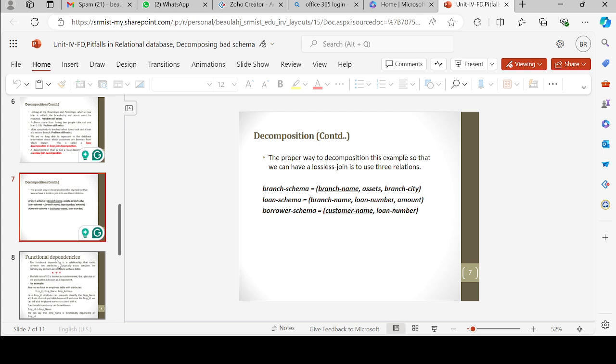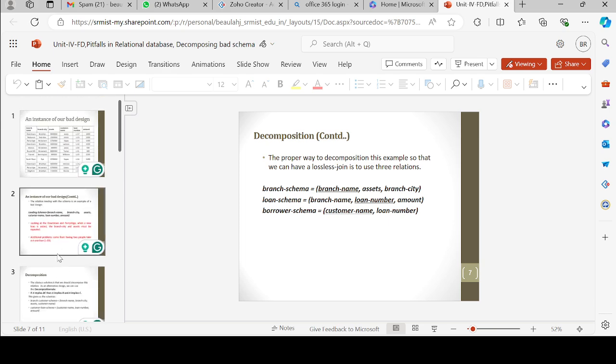Suppose we have a small problem in our design, so when they call our design a bad design, if we go for decomposition, then we can easily solve this issue.